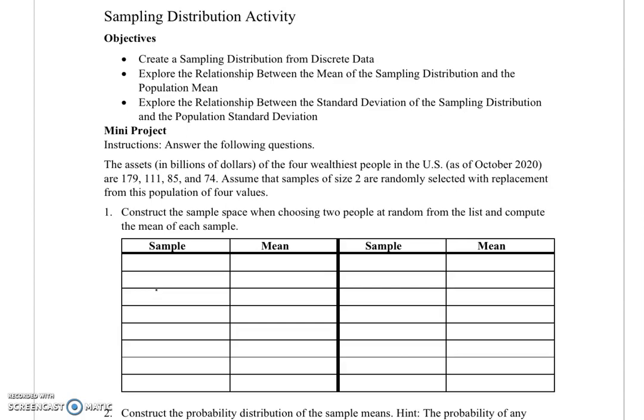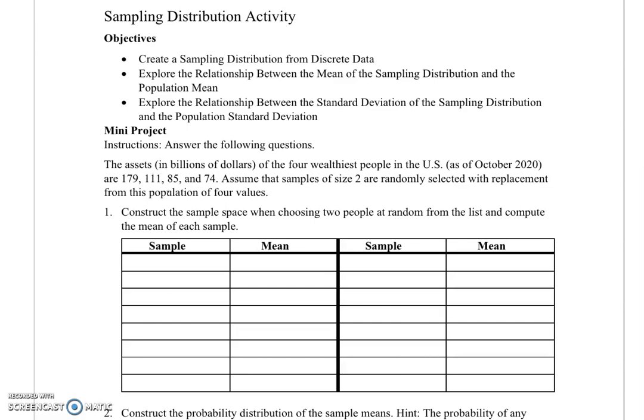Okay, we've taken a break in the notes to do this sampling distribution activity. So we're going to create the sampling distribution and then explore the relationship between the mean of the sampling distribution and the population mean of the underlying population. And then explore the relationship between the standard deviation of the sampling distribution, otherwise known as the standard error of the mean, and the standard deviation of our underlying population.